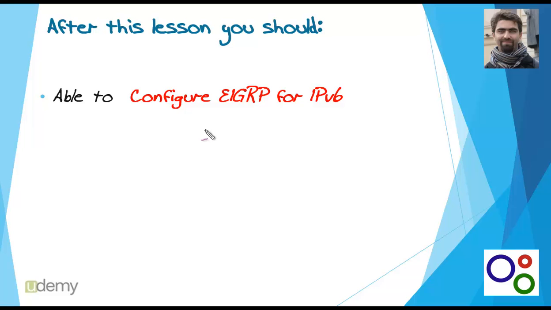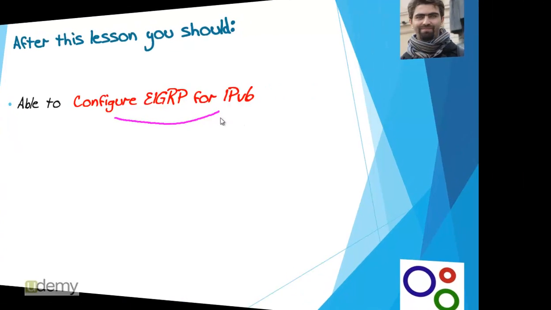Hi, welcome to lecture 10. In this lecture, we want to repeat what we did in the previous lecture, but this time for IPv6. Therefore, after this lecture, I expect you to be able to configure and do basic troubleshooting for EIGRP for IPv6. Let's start our today's mission.